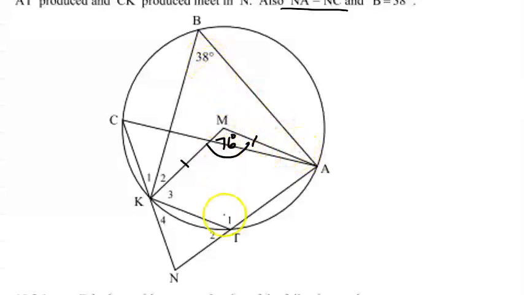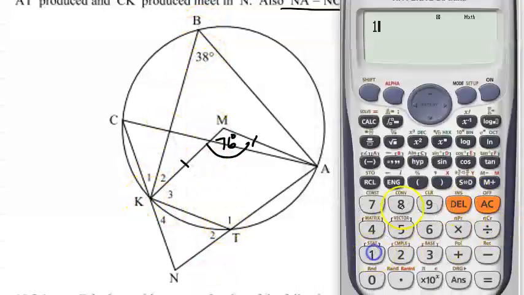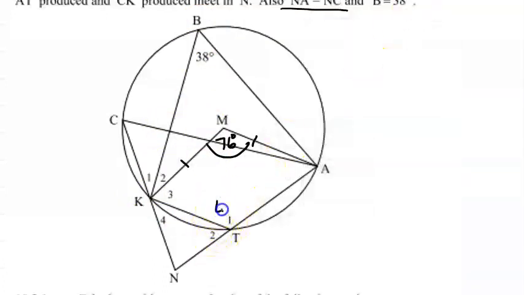Also, opposite angles of a cyclic quad are supplementary. There we go. Remember, I told you A, B, K, T is a cyclic quad. So 180 minus 38 equals 142. So here we go, that's 142 degrees. So T1 is 142. And here we can say that T2 and T1 lie on a straight line. They are supplementary, or you can say T2 is equal to 38.